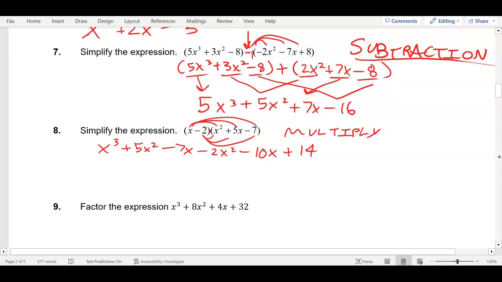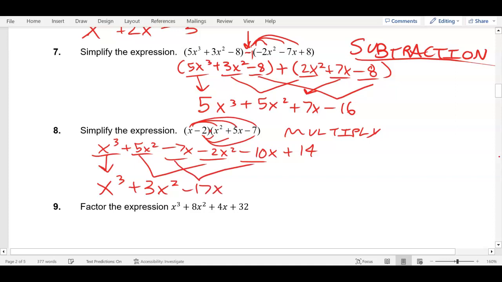And then once again, we combine like terms. The only cubed I have is here, right? 5x squared minus 2x squared. Together that makes 3x squared. Negative 7x minus 10x is negative 17x. And I have one constant, plus 14. Cool.